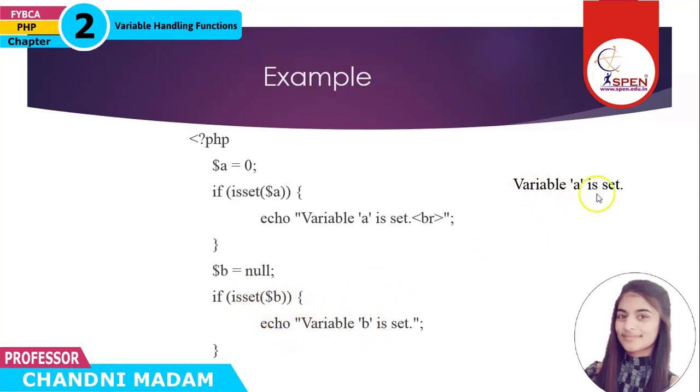So the output is variable a is set. So the isset function checks whether your variable is set or not set.